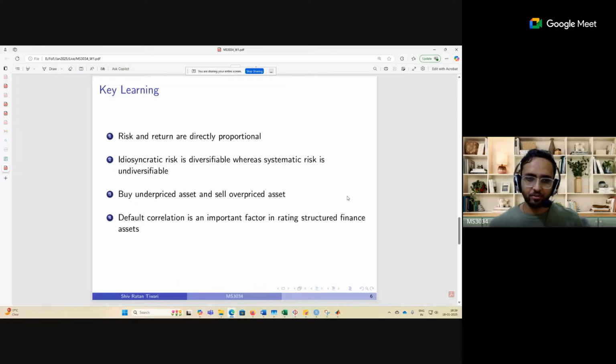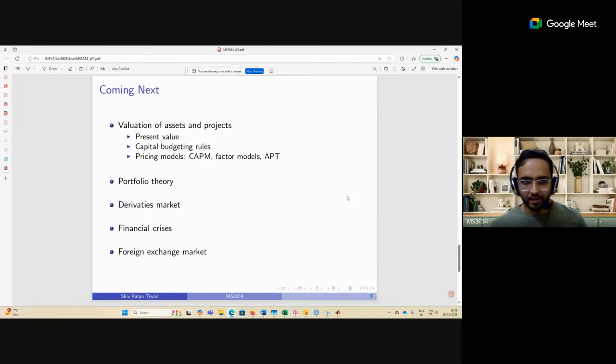From our discussion of the global financial crisis, we found that the correlation of default between any two assets is very important, and it should be considered in order to rate these complicated financial products. So this was the brief overview of the first week, and later on, in the coming weeks, we will be discussing more.